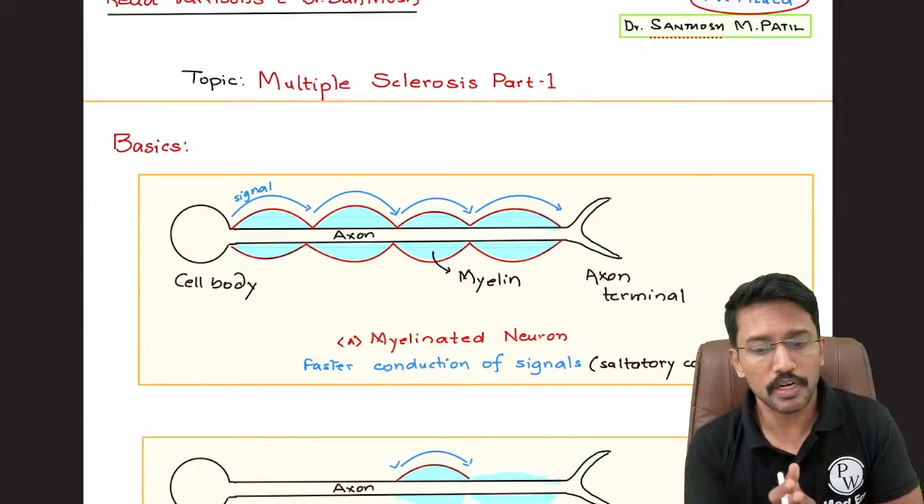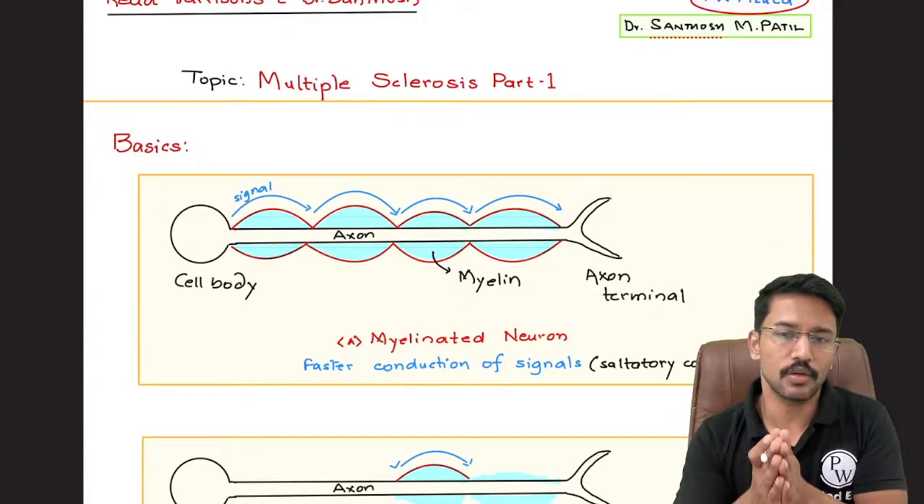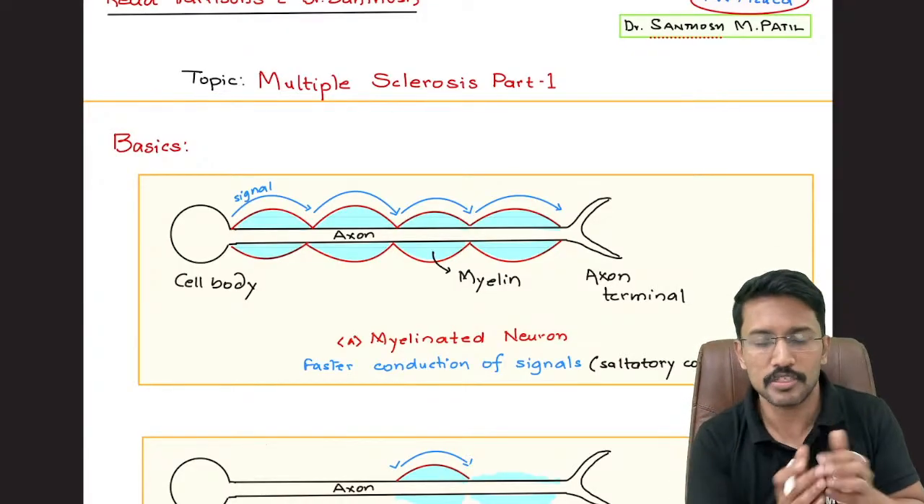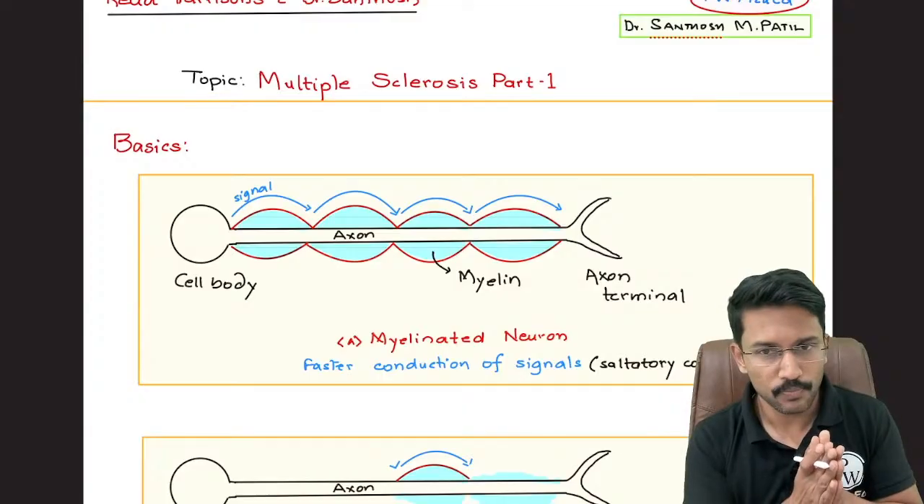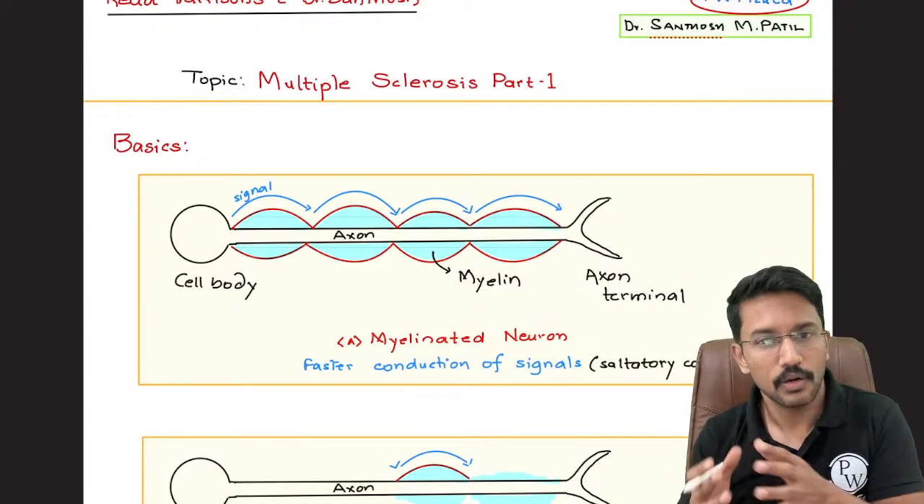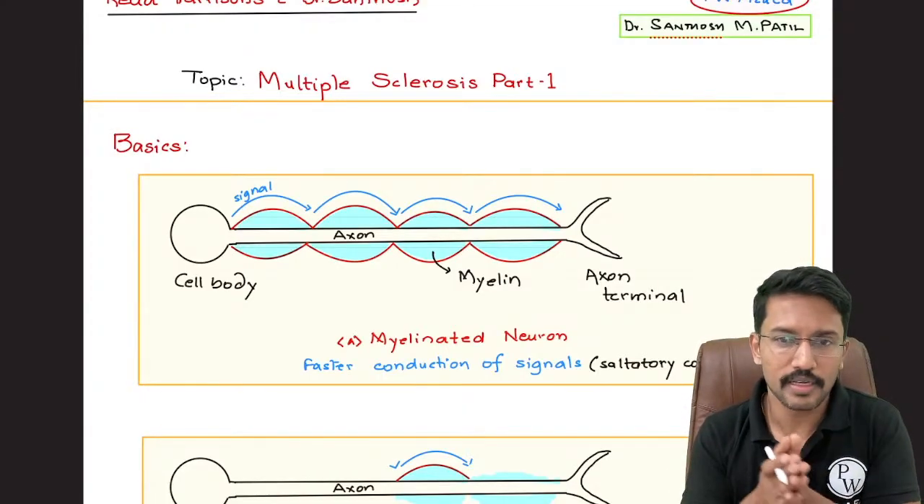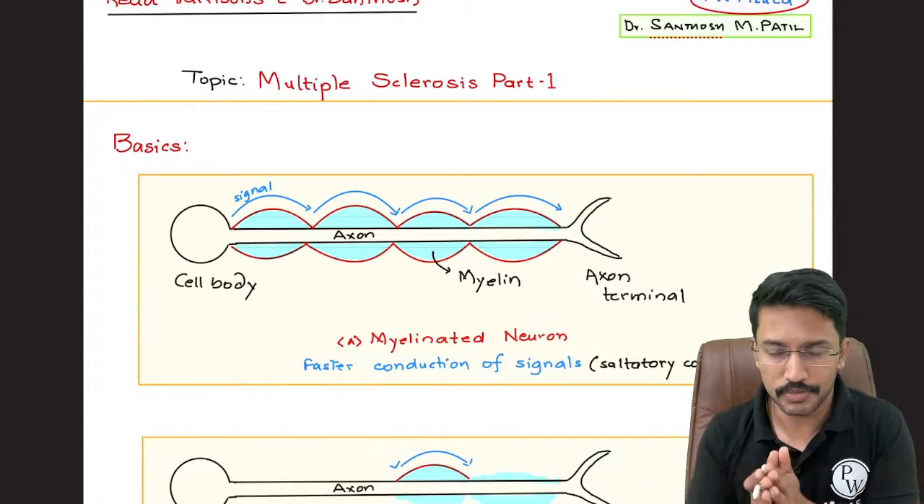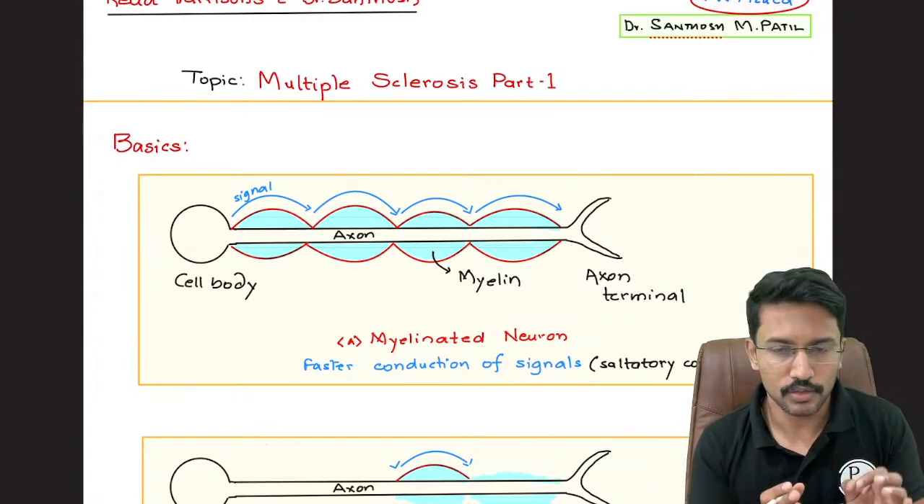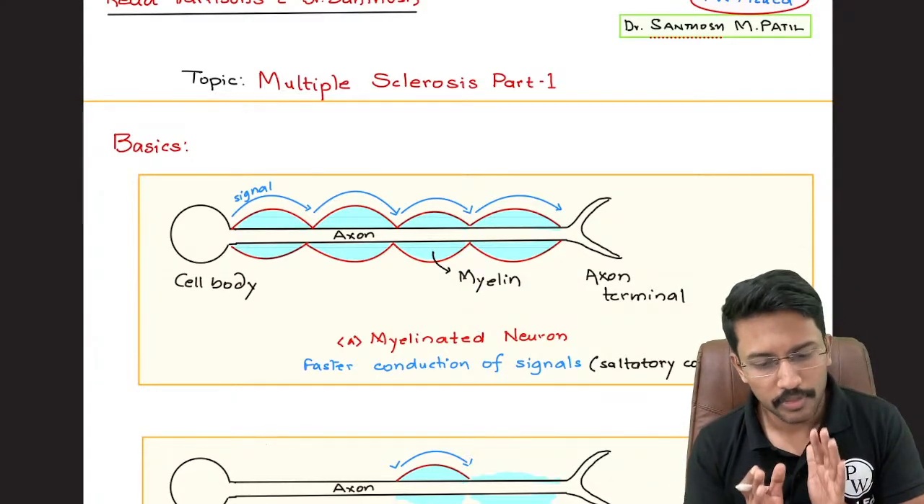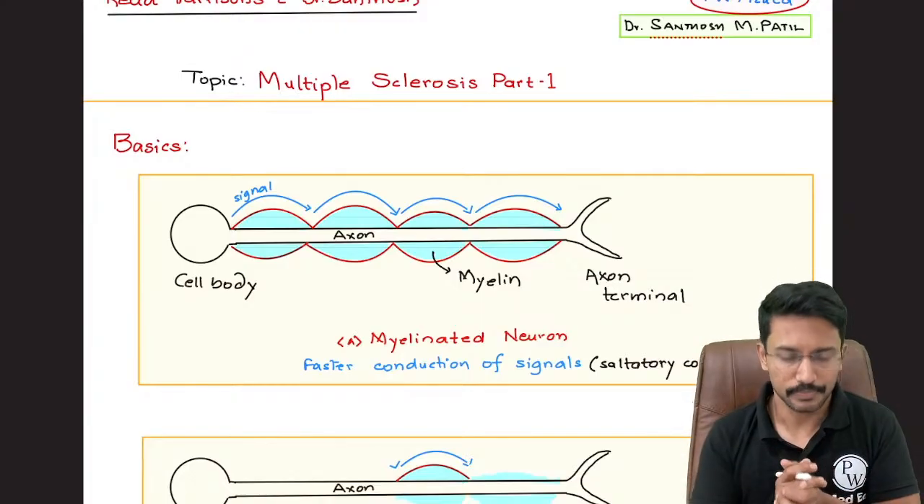So what are we covering in part 1? In part 1, primarily we'll be focusing on understanding the concepts behind multiple sclerosis. What is it as a disease? What causes it, what are its clinical features, and how do we classify multiple sclerosis into different types. In part 2, we will learn about the diagnosis and management. But first, let's begin with the basics.